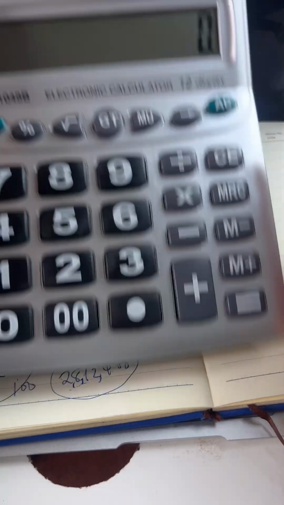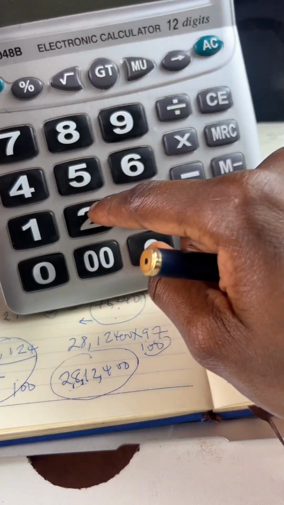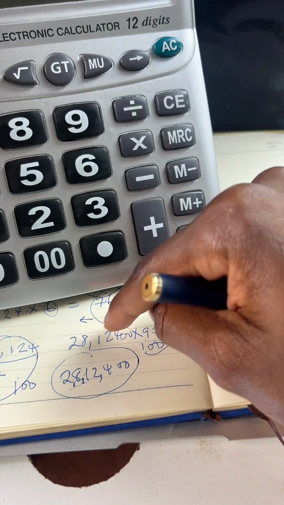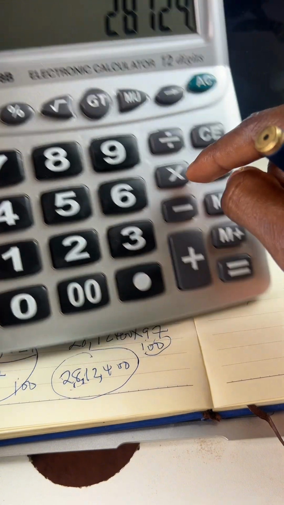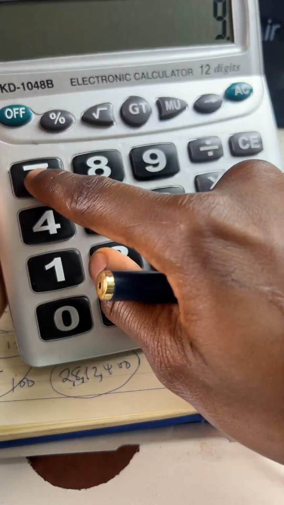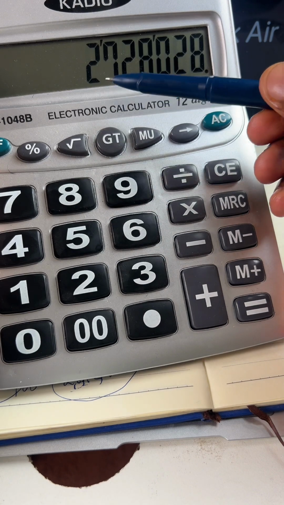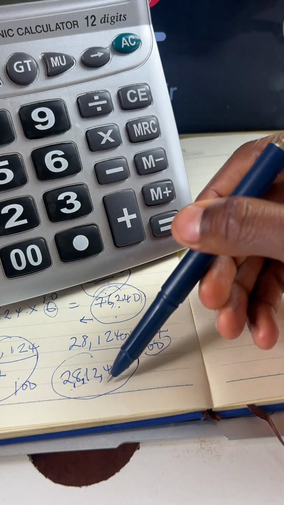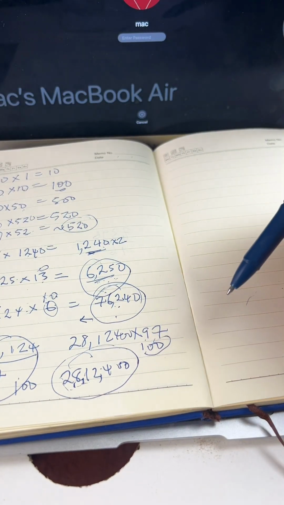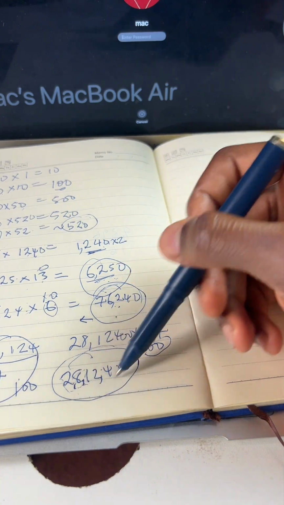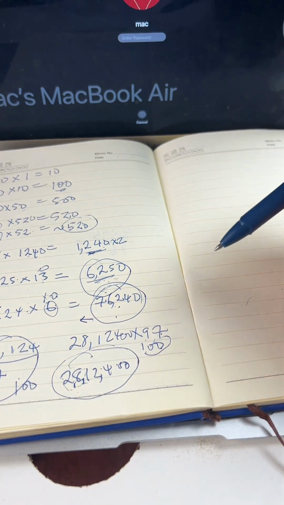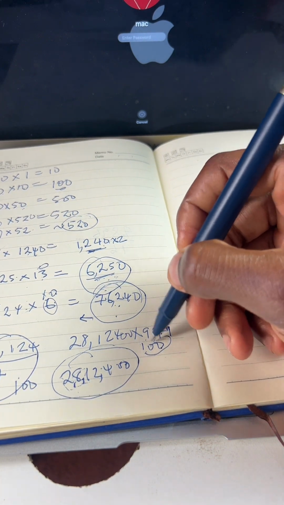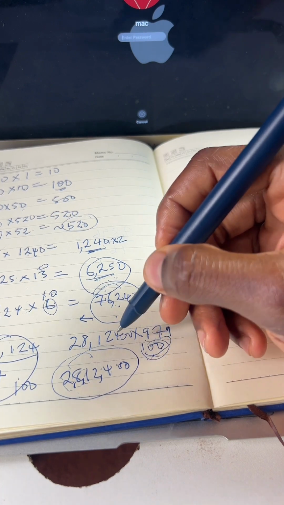So let's look at the actual calculation. 28124 times 97 equals, see, 2.7 million. That's what we got. We got 2.7 million, but our estimate is 2.8. You see that we are really close. Why are we so close? Our estimate is so close because 97 is really close to 100. If I did 99 now, it would be even closer. So the closer the number you are working with is to your approximation, the closer the answer will be.